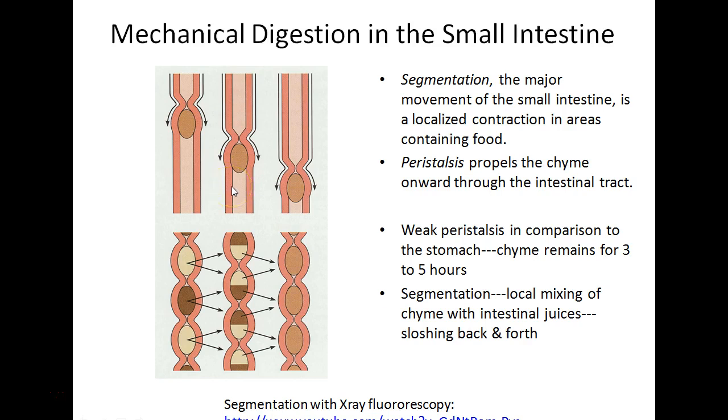Weak peristalsis happens in the small intestine compared to the stomach. The chyme remains in the small intestines for about 3 to 5 hours. In this time, we also have more segmentation occurring, and we're going to get the local mixing of chyme with some of those intestinal juices.